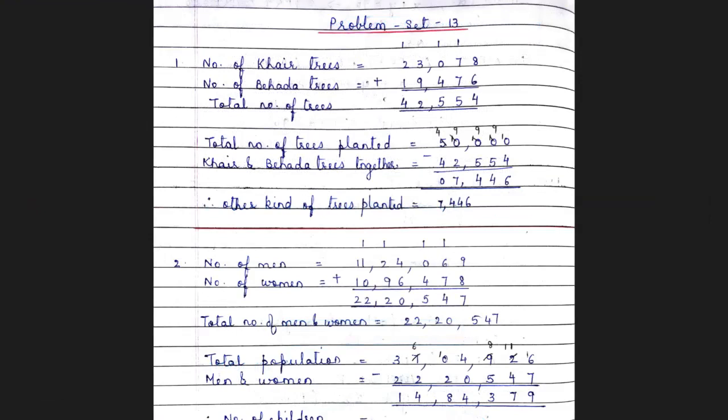42,554. Now the total number of trees that were planted in the forest were how many? 50,000. Now from this 50,000, if I subtract this number of Khair and Behada trees, what will I get? I'll get the number of trees of the other kinds of trees that were planted. So I'm going to subtract 50,000 minus 42,554. So I'll get 7,446. Okay, children, I hope it's clear to you.